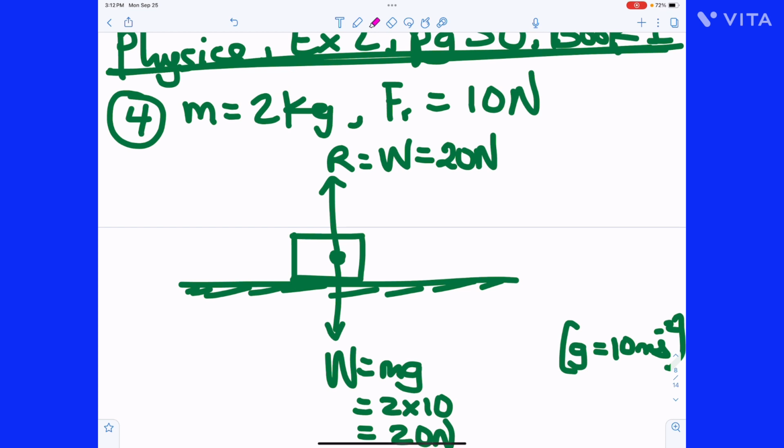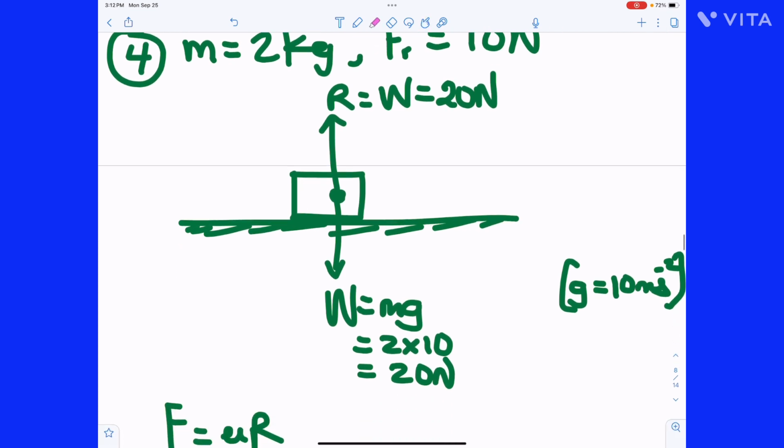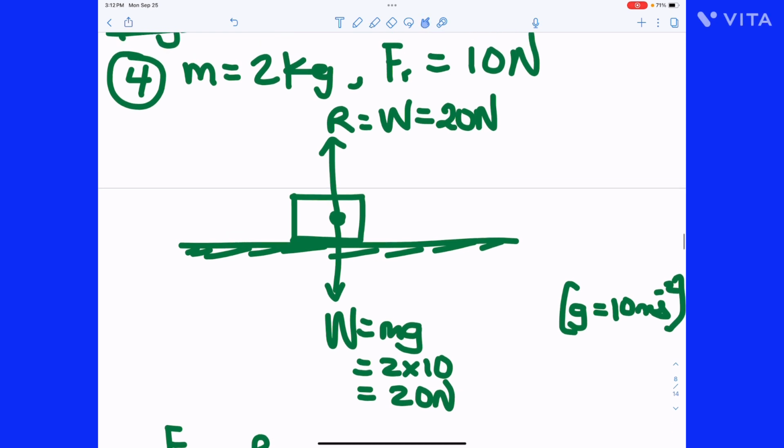So its weight will be equal to what? That means its weight will be mg. That's 2 times 10, acceleration due to gravity is 10. 20 Newton is its weight. The normal reaction of the floor on the mass will also be equal to 20 Newton, like we said before.